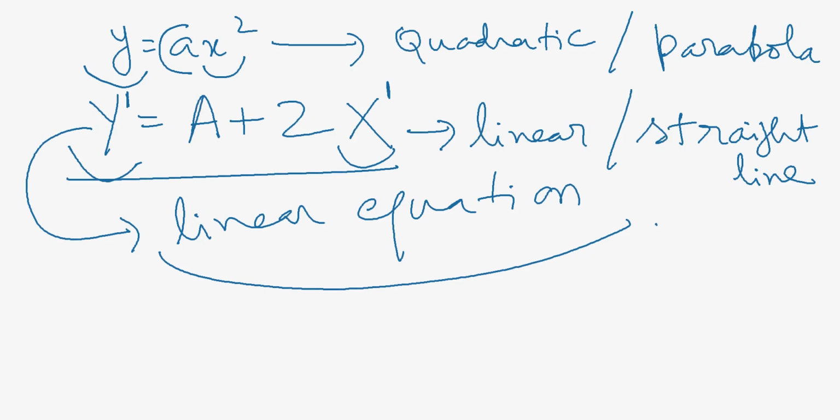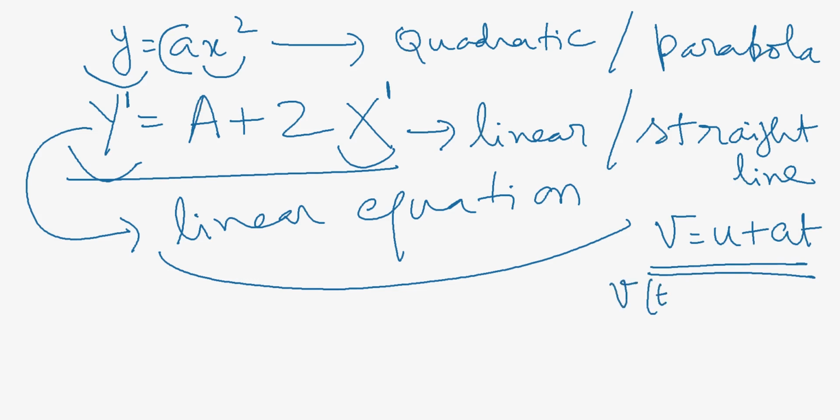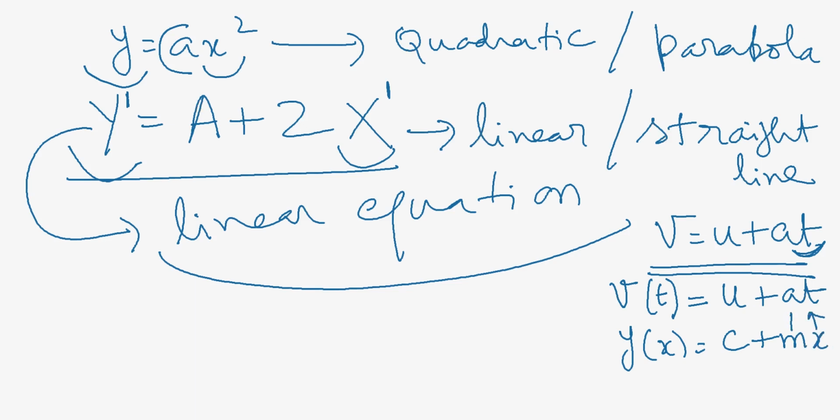When you study Newton's law, you will study v equals u plus at. We need to understand that the velocity is a dependent function of time. It varies with the independent variable t, so that is why we write it as u plus at. Again, here it is exactly the same as y of x equals c plus mx. Instead of x we have t, instead of m we have a, instead of c we have u, and instead of y we have v.